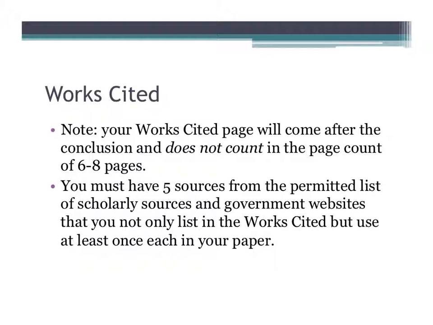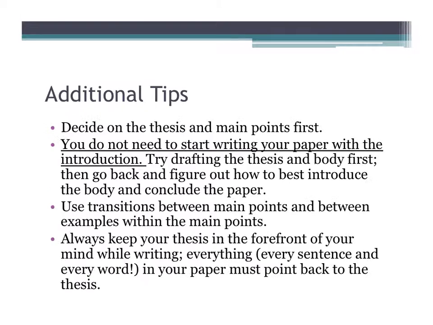The works cited page will come after the conclusion, but it does not count in the word count or the page count of 6 to 8 pages. The works cited is a separate page in the document, but it's part of the same document, and it should have 5 sources with a permitted list of scholarly sources and government websites. You can't just list them in the works cited. You have to use each source at least once in your paper, either in a paraphrase or in a summary or in a quotation, at least once each.